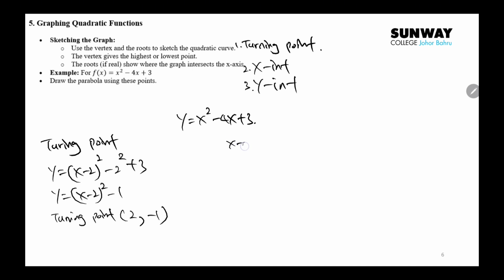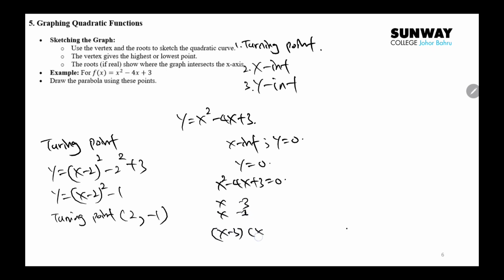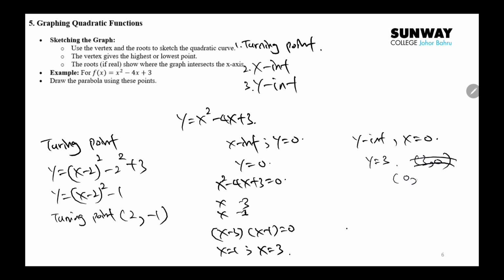Number 2, x-intercept. The x-intercept is when y equals 0. So again, y equals 0 means x squared minus 4x plus 3 equals 0. Use cross multiplication, and you'll be able to get x minus 3, x minus 1 equals 0, x equals 1, and x equals 3. Last but not least, you'll need to figure out the y-intercept, or when x equals 0. Again, this is rather straightforward. When x equals 0, y equals 3. So 0 and 3 is the y-intercept.